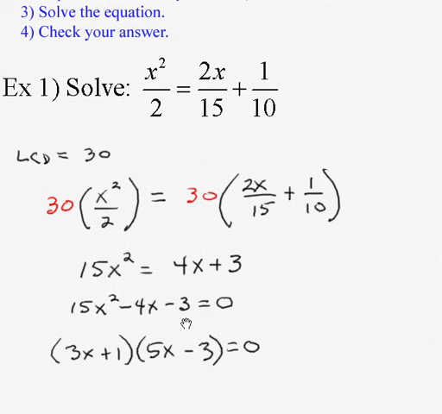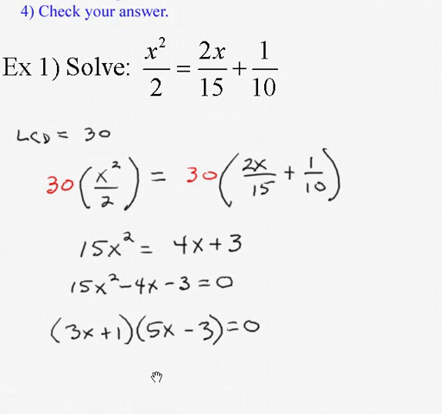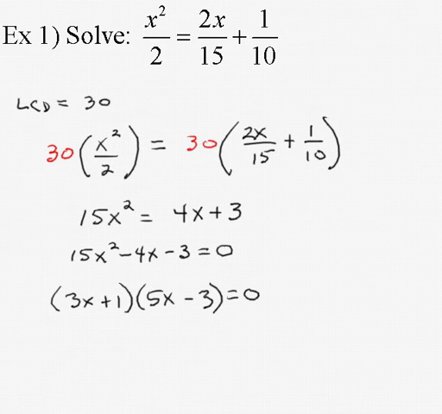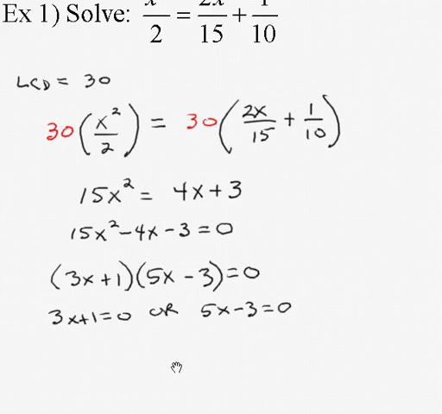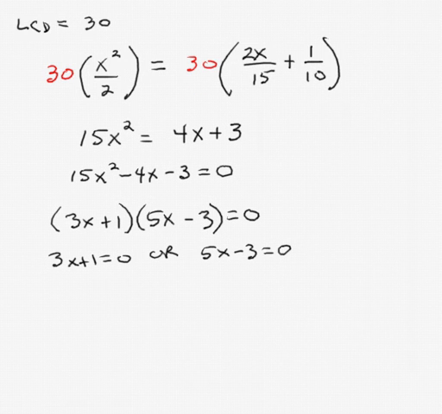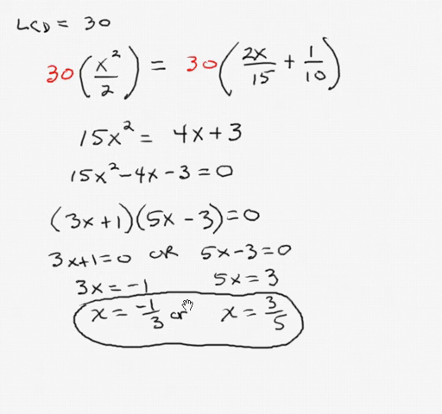We need to factor the left using trial and error to 3x plus 1 times 5x minus 3. We have the zero product property, which says that we're going to set each factor equal to 0. We're going to solve each one. So if 3x plus 1 equals 0, adding 1 to both sides, 3x equals 1. And dividing by 3, x equals negative 1/3. On the right, we add 3 to both sides, so 5x equals 3. Divide by 5, x is 3/5. So my two solutions are x equals negative 1/3 or x equals 3/5.